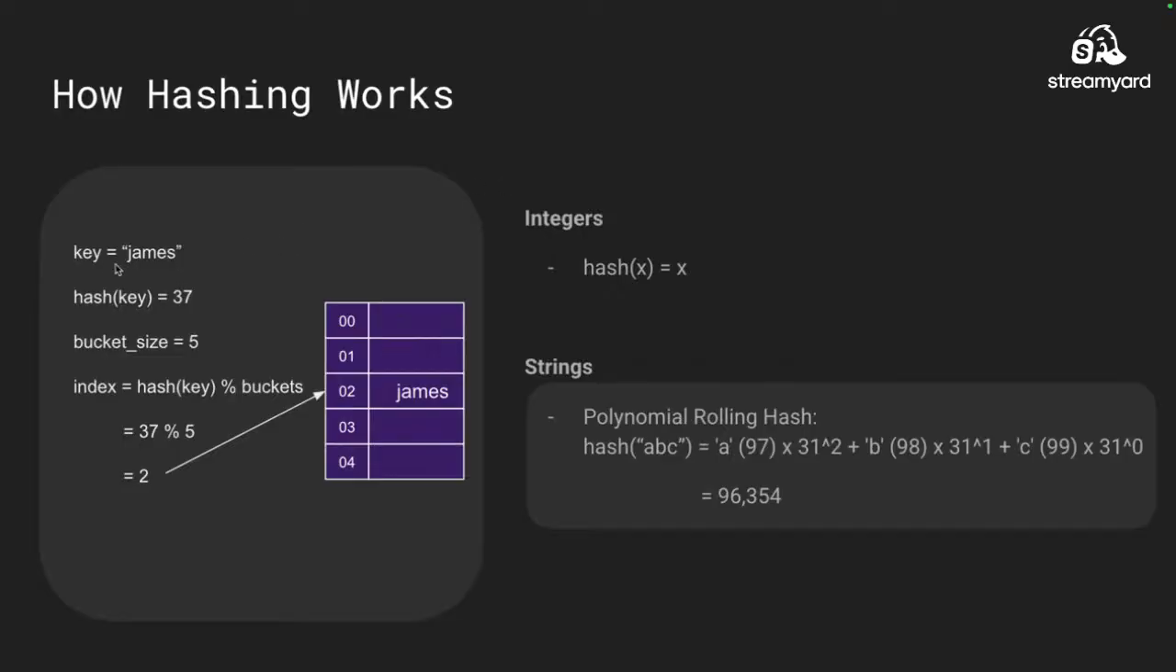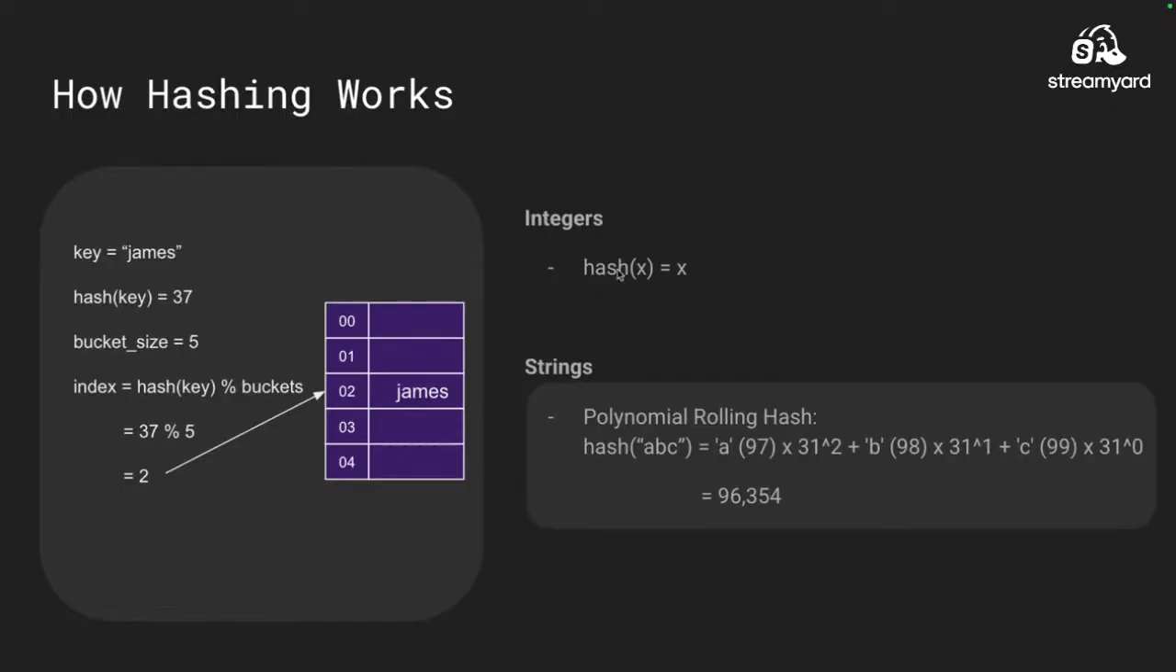So how does the hashing work? For example, take the key as James. There could be some hash function. Let's assume that hash function gives us the result as 37 for James. And here in this example, we have five buckets. So the bucket size is five, and the index is equal to the hash modulo bucket size. Here hash is 37, and 37 mod 5 is equal to 2. So this means that the James key will go into the second bucket in this hash table.